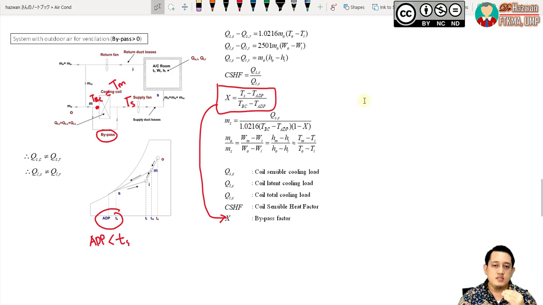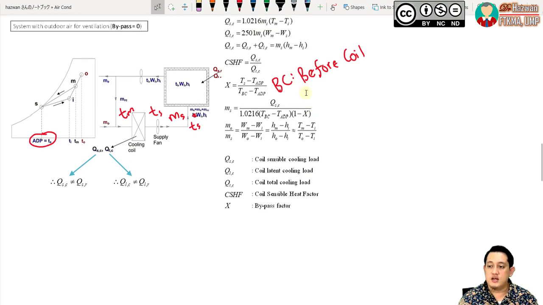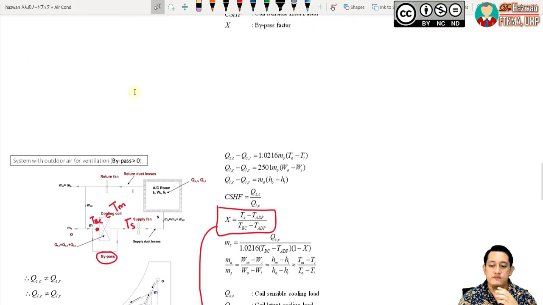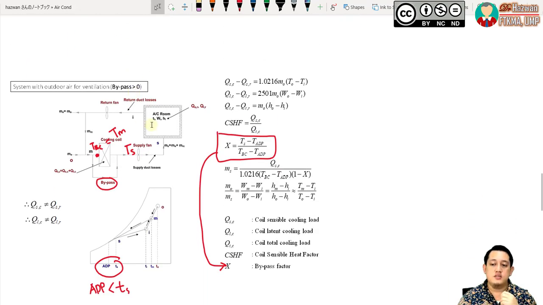So there are some basic equations that we need to understand. ms here is maintained for all situations. This one is also maintained for all situations. The coil sensible heat factor is also maintained in all situations, and the others are also the same: sensible heat, latent heat, total heat. The way to calculate them is maintained, but the condition is slightly different. This one is bypass 0, this one is bypass more than 0.